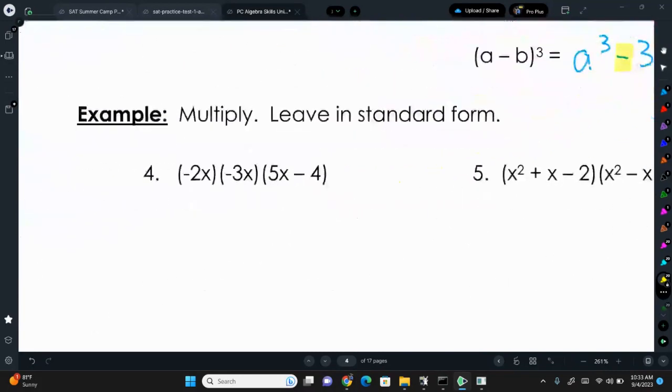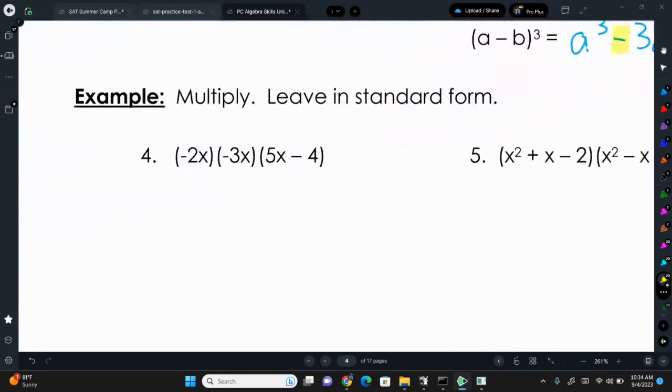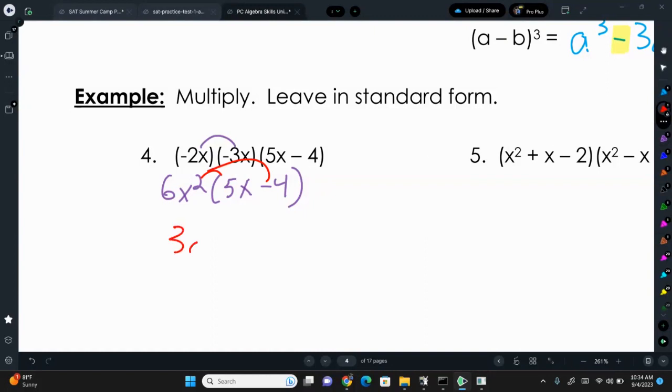All right, now down here we're going to multiply, leave in standard form. The beautiful thing with multiplication is that we can rewrite them or do them in different orders to make life a little bit easier. In this one, I would multiply these first. Negative 2x times negative 3x gives us positive 6x squared. And then I can multiply that by 5x minus 4. So we'll distribute, and that's going to give us 30x to the third minus 24x squared.